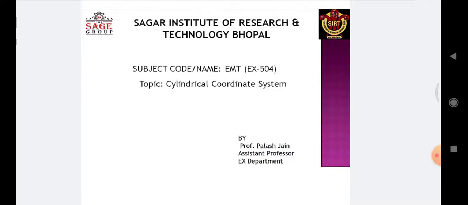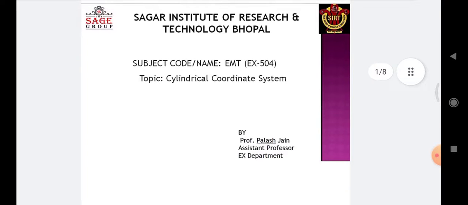Today we will teach you the cylindrical coordinate system in the subject electromagnetic field theory. As you all are aware, in the previous session we have seen the basic parameters of the cylindrical coordinate system, that is rho, phi, z. We have studied how to make the cylinder on the coordinate axis, and we have also learned the basic range of all the three parameters, that is rho, phi and z.